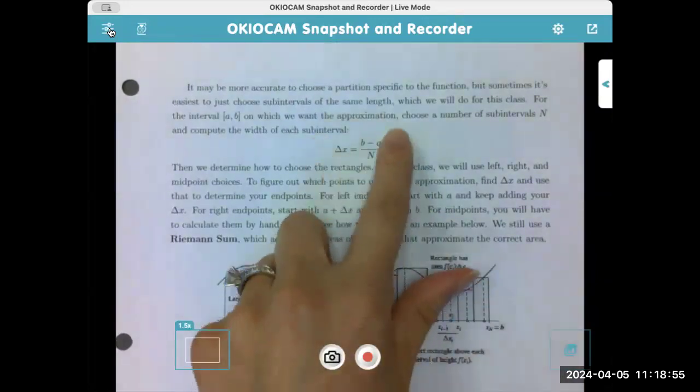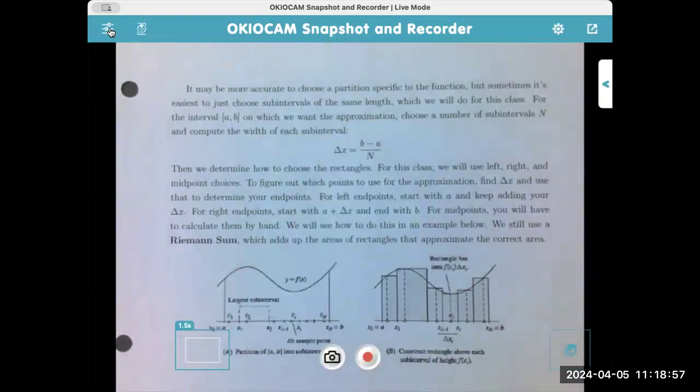So this tells us our width. Then we determine how to choose the rectangles. For this class, we will use left, right, and midpoint choices to figure out which points to use for the approximation. Find the width, your delta x or change in x, and use that to determine your endpoints. For left endpoints, you start with A and keep adding your delta x, or your width. For right endpoints, start with A plus the width and end with B. For midpoints, you will have to calculate them by hand. We will see how to do this in an example below.